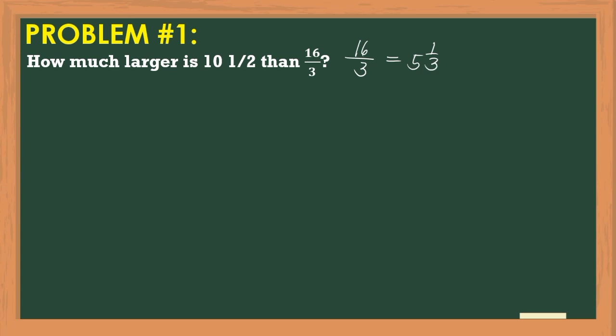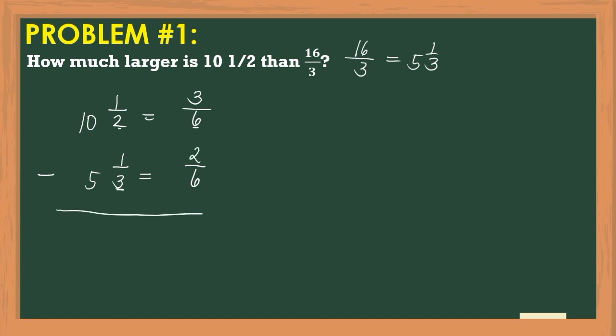So, ganito ang mangyayari. 10 and 1/2 minus 5 and 1/3. Okay? So, kukunin natin yung LCD ng 1/2 and 1/3. So, ang LCD po is 6. Now, 6 divided by 2, that is 3. Times 1, that is 3. Next, 6 divided by 3, that is 2. Times 1, that is 2.